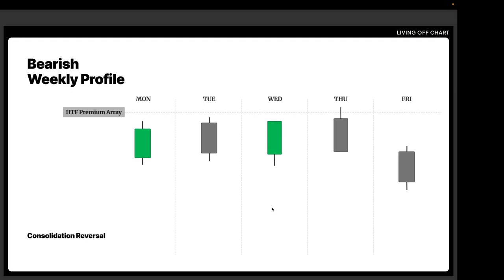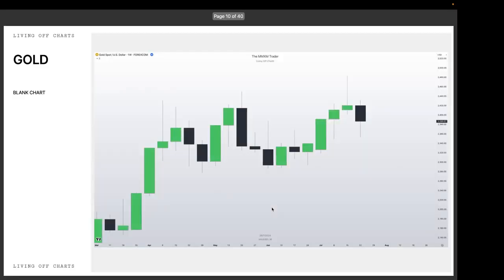Now these three different profiles are the main profiles we're going to be focusing on. Now they are more, as you guys may know, in ICT's arsenal. However, these are the 3 main profiles that we're going to focus on. If you just focus on these 3, that's going to be more than enough for you. All right, now here you can see a gold blank weekly chart.